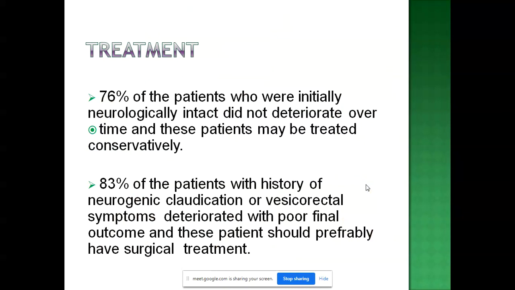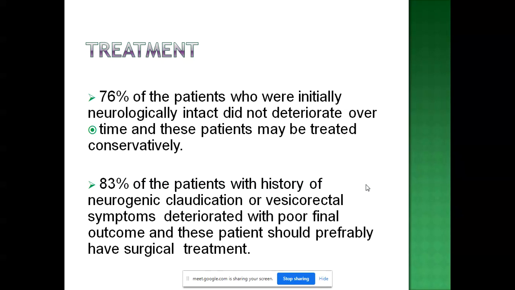So next, treatment. 76% of the patients who were initially neurologically intact did not deteriorate over time. This patient may be treated conservatively. So mainly, first we can give a conservative trial. We can give exercise, we can give rest advice, and then we can start with some painkiller medication. We can do some gentle exercises. So first a conservative trial should be given to the patient.